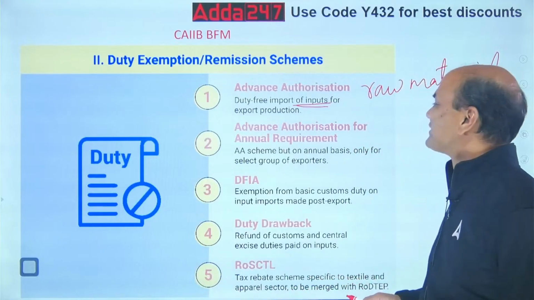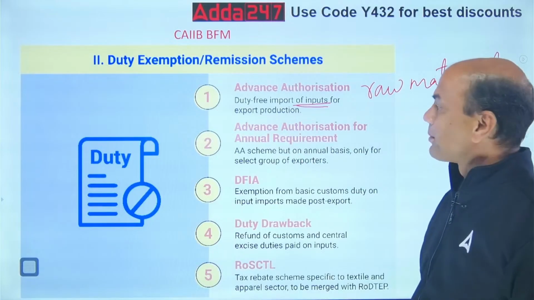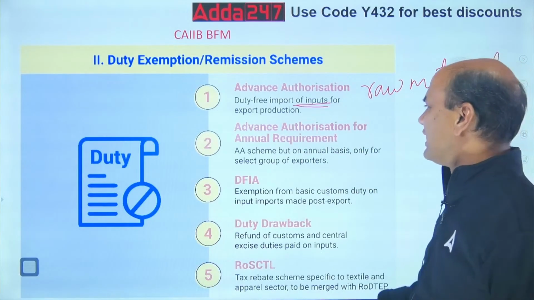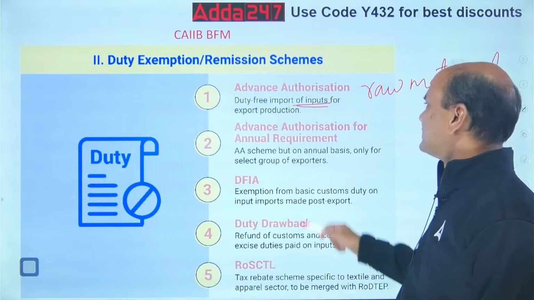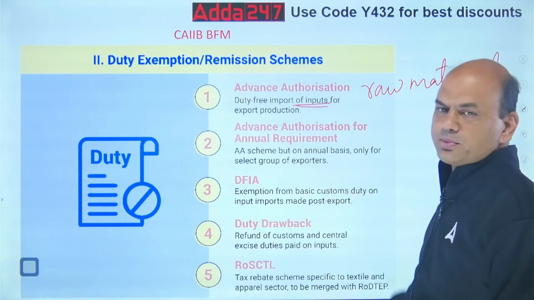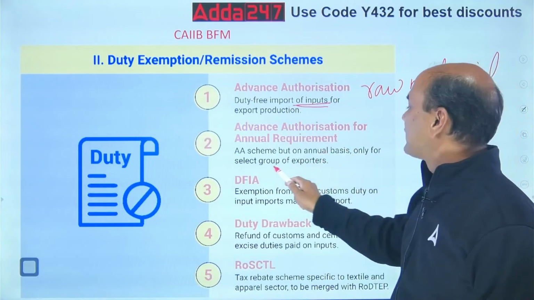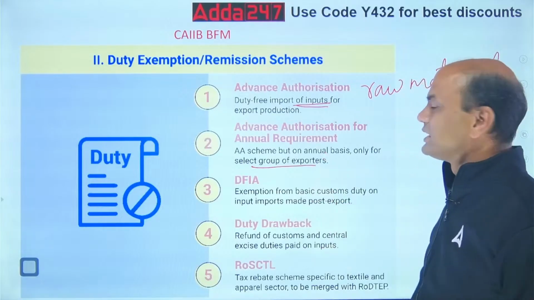Okay, so next. Advance authorization for annual requirement. Now what is this? This is a similar one. Advance authorization scheme similar to this, but on an annual basis, only for a select group of exporters. So the same scheme is there, but this is for a select group of exporters. Now who is this select group?